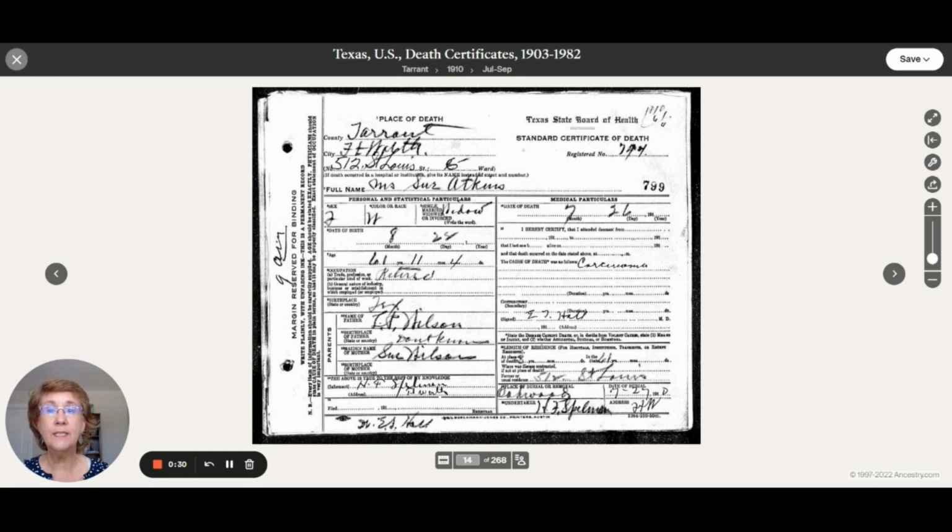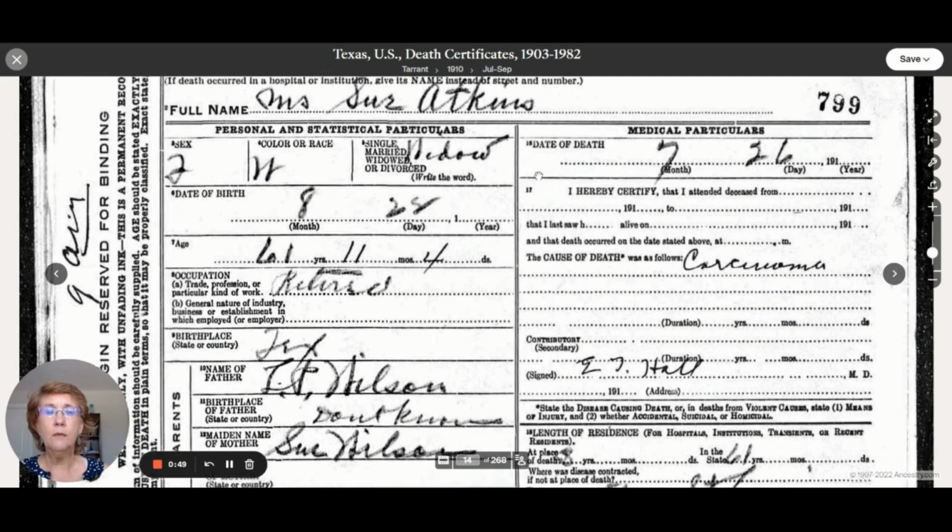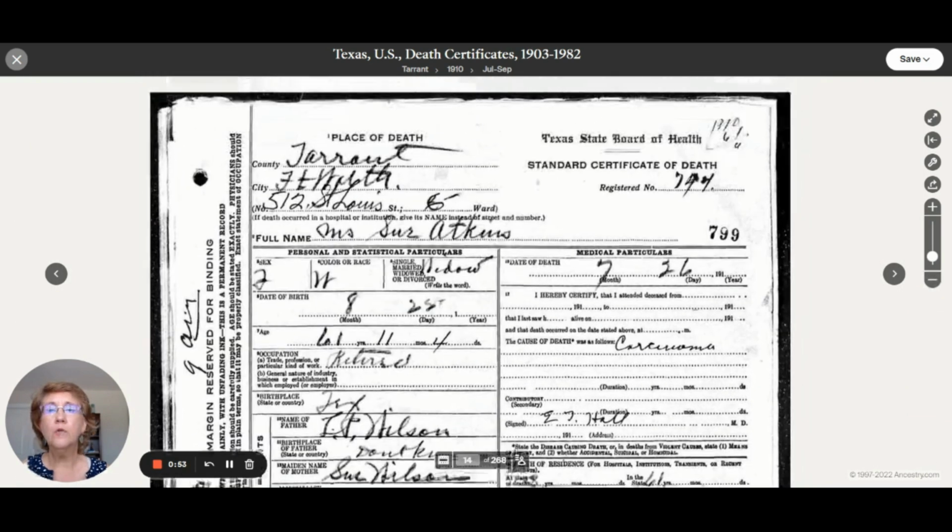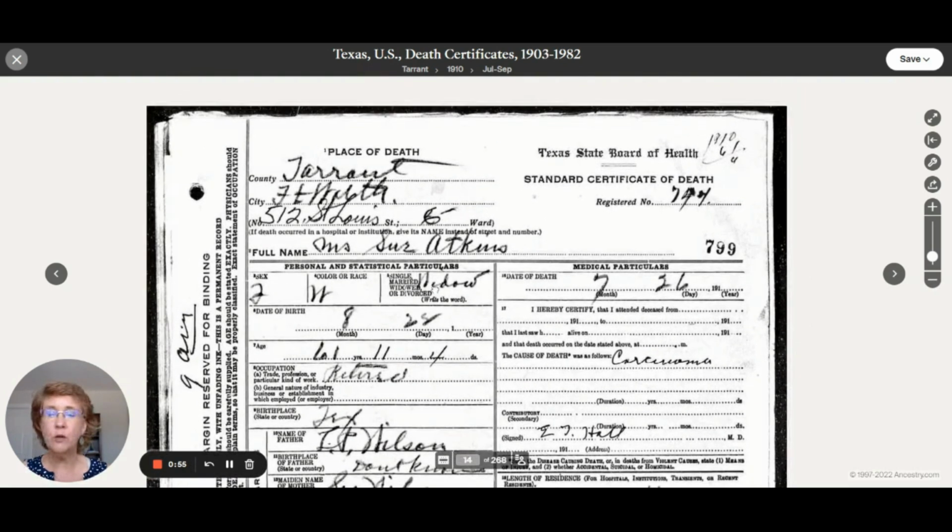All right, so with that said, this is a Texas death certificate from Tarrant County, Texas. This would be Fort Worth, or the Fort Worth area, I should say. And I'm actually looking at this on Ancestry.com, so full disclosure there. I'm going to enlarge it just a bit here for you. Okay. So first thing you want to notice, always start at the top. We know that the name of the person right here is Mrs. Sue Atkins, or Ms. Sue Atkins.